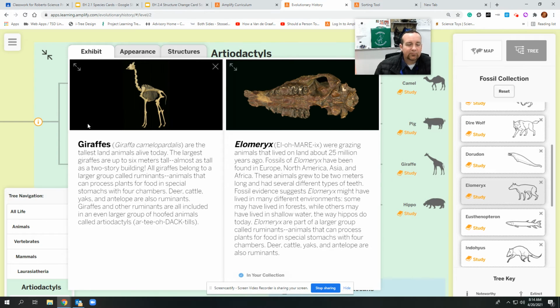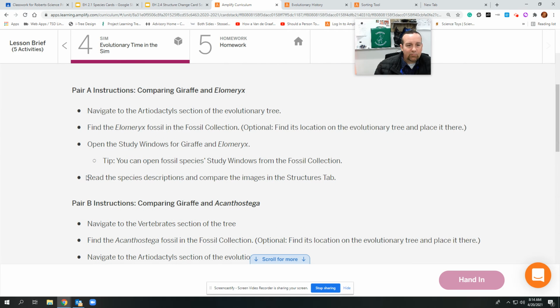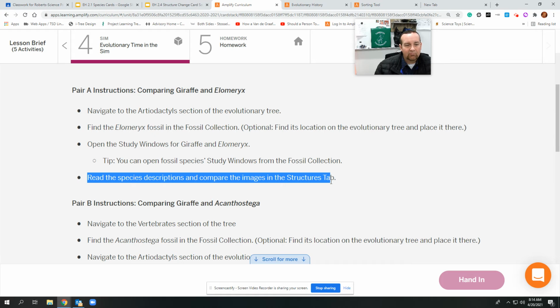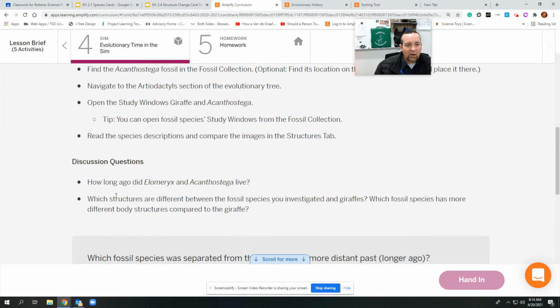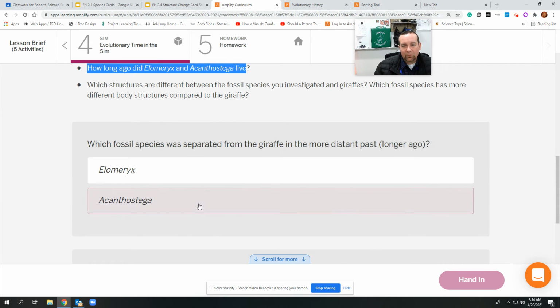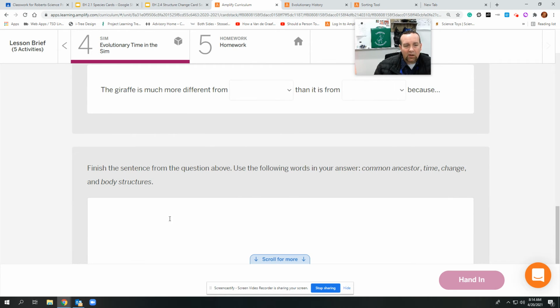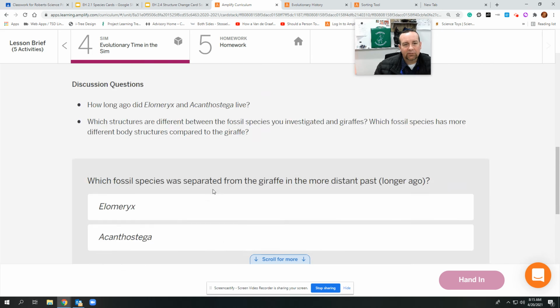Study that one too. So as we're going through and looking at these two cards, our goal is basically to read the descriptions and compare the images in the structure tab. Eventually, we are going to go and answer some questions like how long did Elamyrex and the other one we're going to be investigating live? Which fossil species was separated from the giraffe in the more distant past? And we're going to do this fill in the blank and answer this question here.